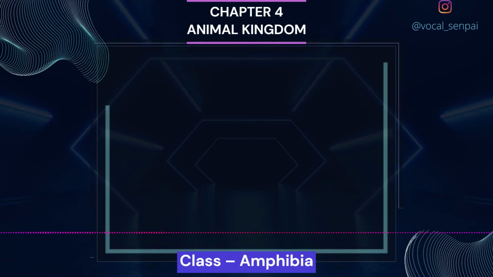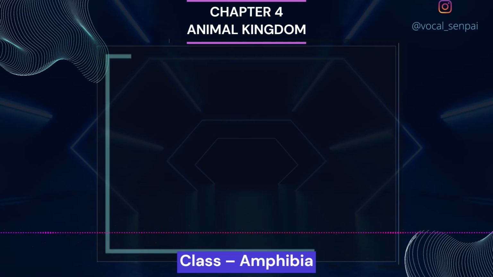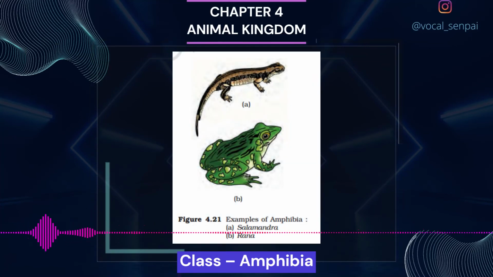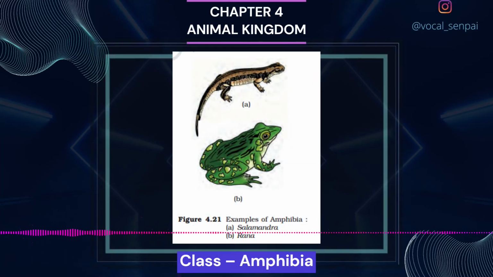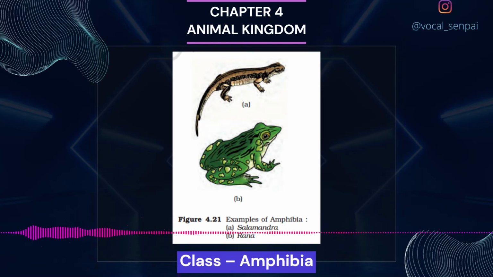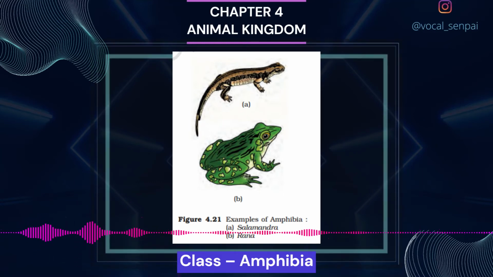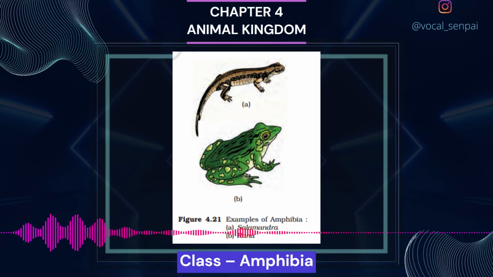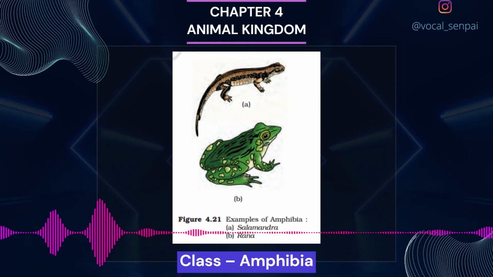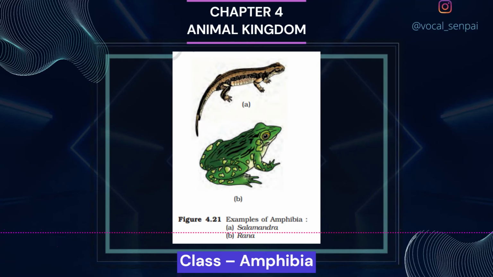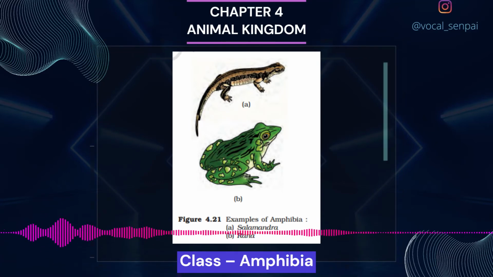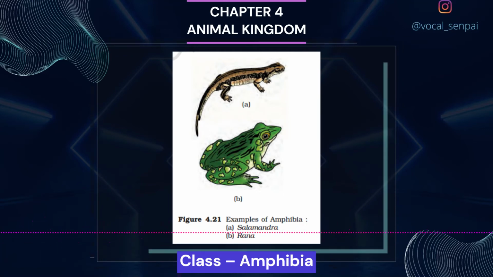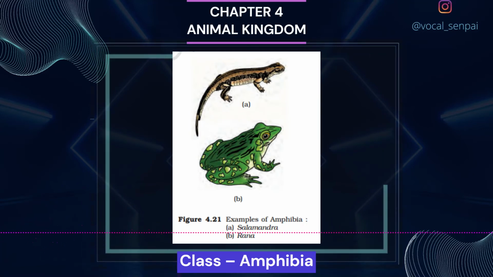Class Amphibia. As the name indicates, Gr. amphi, dual, bios, life, amphibians can live in aquatic as well as terrestrial habitats, figure 4.21. Most of them have 2 pairs of limbs. Body is divisible into head and trunk. Tail may be present in some. The amphibian skin is moist, without scales. The eyes have eyelids. A tympanum represents the ear.